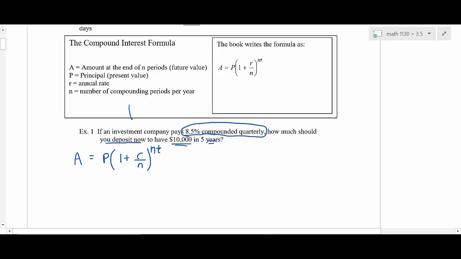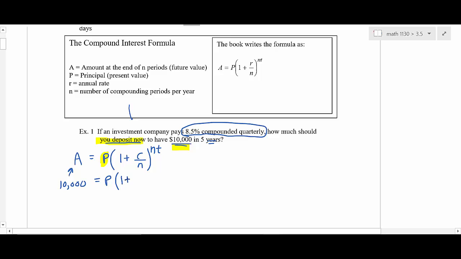Okay, so first of all, it says how much should you deposit now? So what is the unknown that you're going to have in this equation? P. That's the unknown. You don't know how much to put in now. That's what P is. Where does the 10,000 go? That's A. That's what you want in the future. So you would have 10,000 there, and you would have P as this.